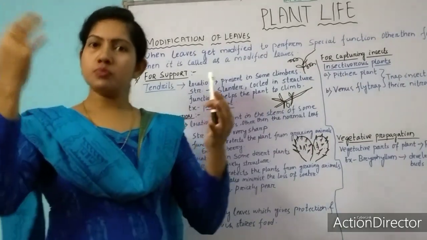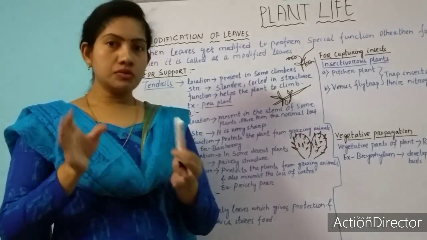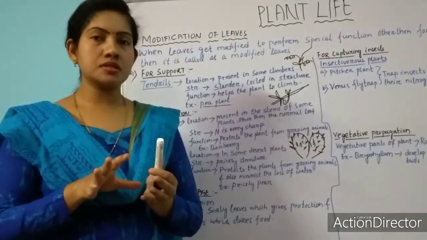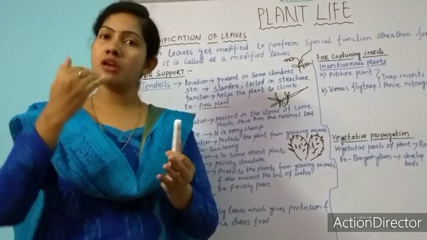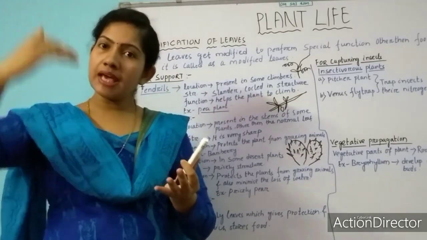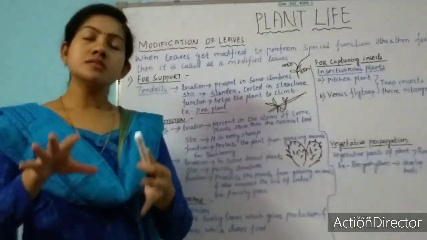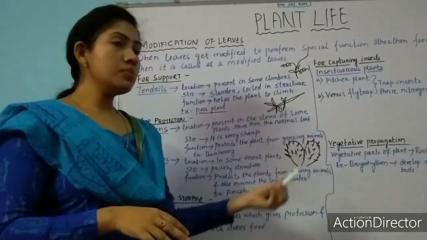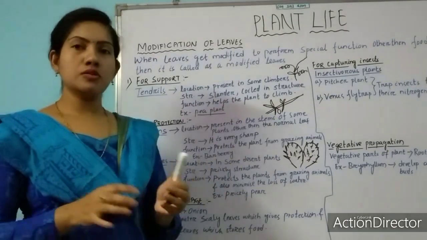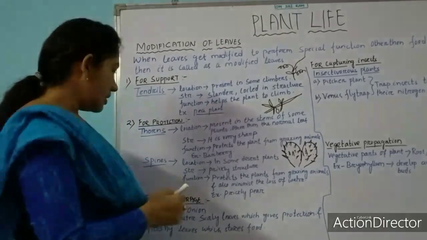When plants are exposed to sunlight, they lose water in the form of vapor. That term is known as transpiration. I think you are all acquainted with this term, transpiration. Transpiration is the loss of water from the outer part, or we can say from the aerial parts of the plant. So to minimize transpiration, some of the desert plants develop spines over their leaves. We call them spines, and they also protect the plant from animals.